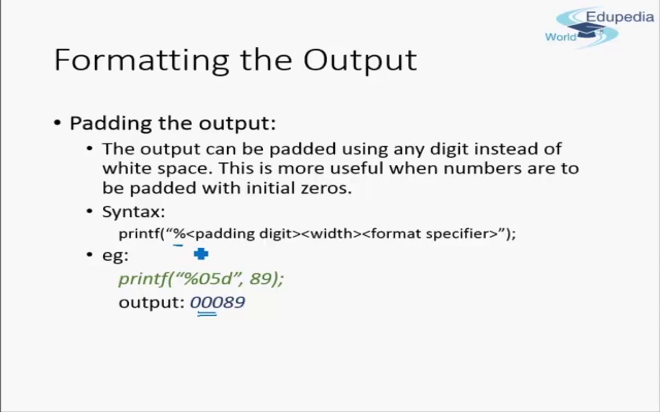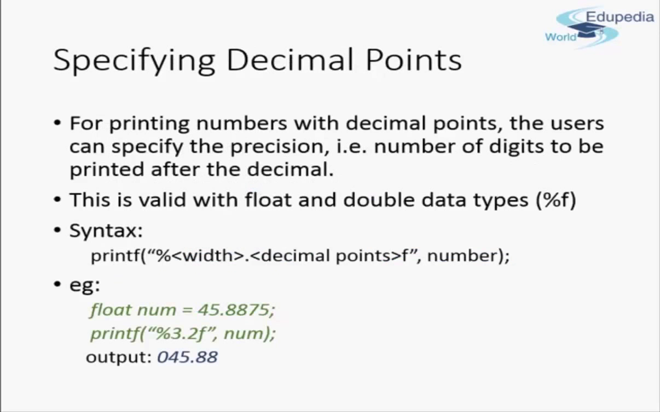First is your percentage sign, then the padding digit, with which digit you want to pad the output, and the width that the output should occupy. All the extra width would be substituted by that particular digit which you are specifying, and then the format specifier. So it would be like this: %05d, which means the total width should be 5 characters, and the additional characters would be replaced by 0, like here. Okay, so specifying the decimal point.